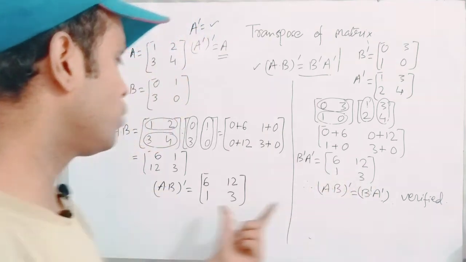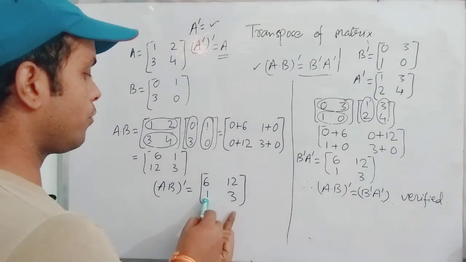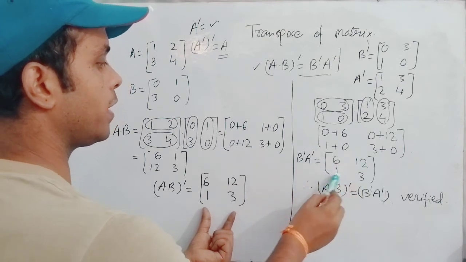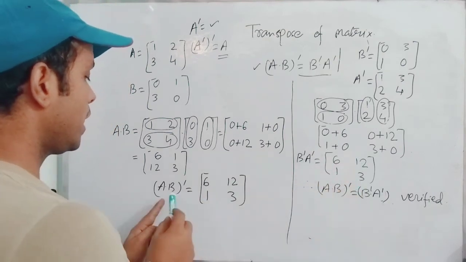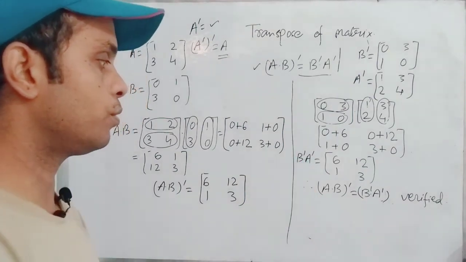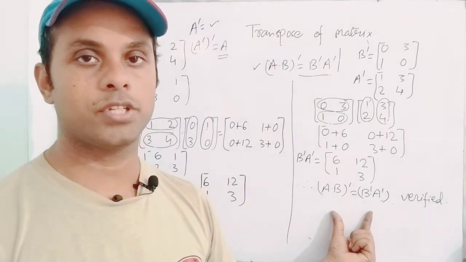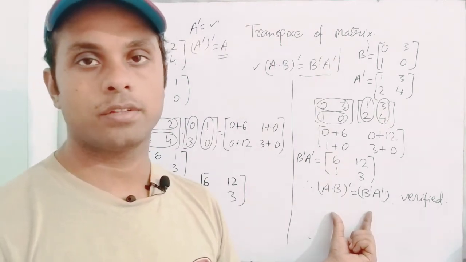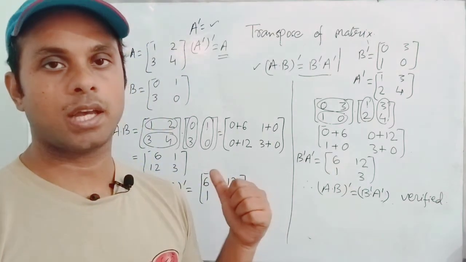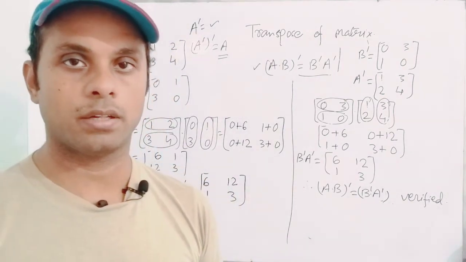So look at the two results. A into B whole transpose is 6, 12, 1, 3 and B transpose into A transpose is also 6, 12 and 1, 3. That means A into B transpose is same as B transpose into A transpose. Hence we have verified this property, which was very important. Okay, so I tried to make your concept clear with the help of this example. Okay, so this is done.